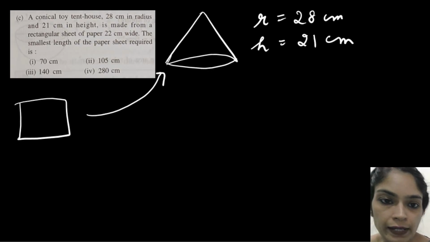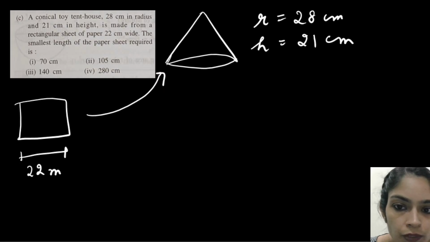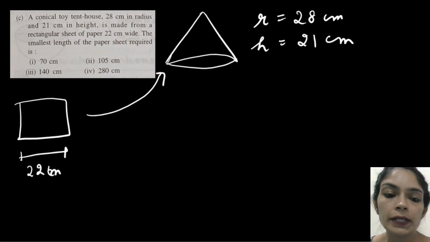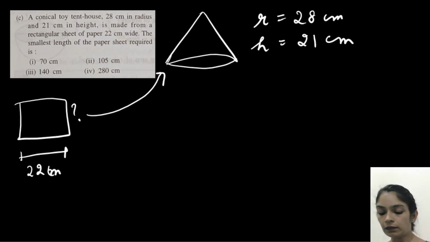So we have to find, see this sheet's width is given to us. How wide is this? 22 centimeter. Everything is in centimeter. So this is 22 centimeter. Its length we have to find. So we have done the same type of questions while doing questions of cylinder also.